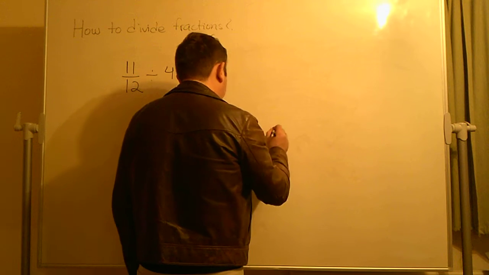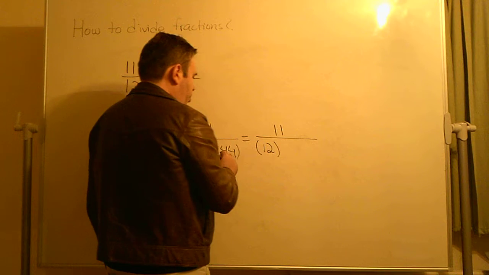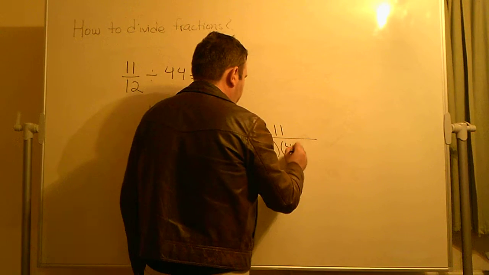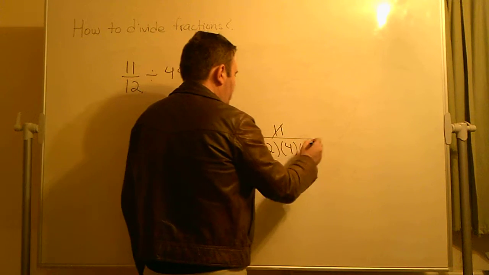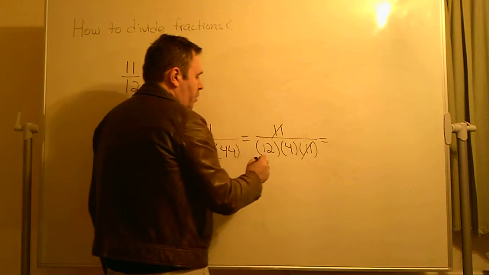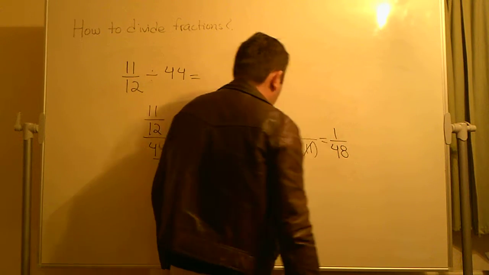And now we remember that 44 is equal to 4 times 11. So 11 divided by 11 is 1, so the final result would be 1 divided by 48.